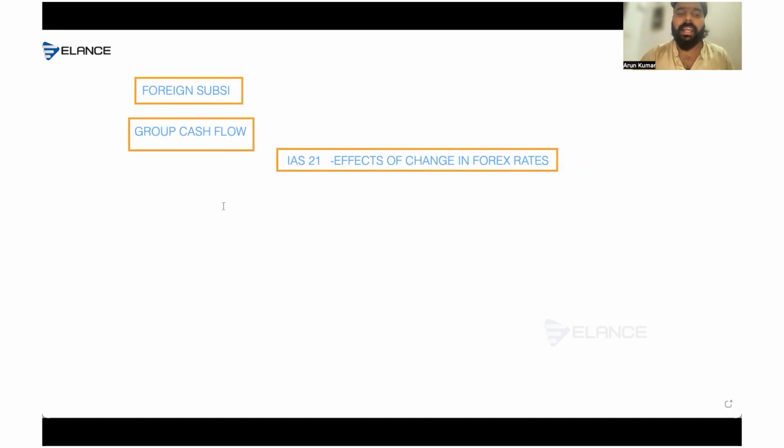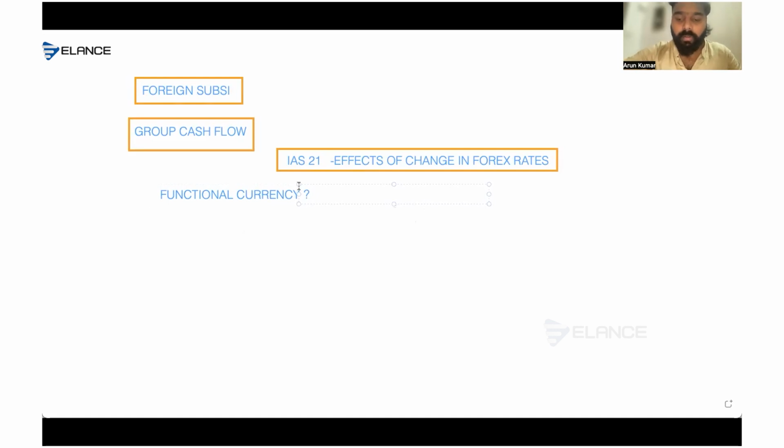The first one is identification of functional currency, the functional currency of our subsidiary. That's your number one task whenever you get foreign subsidiary kind of questions. So tell me, what is functional currency, guys? Have you heard about this term, functional currency?